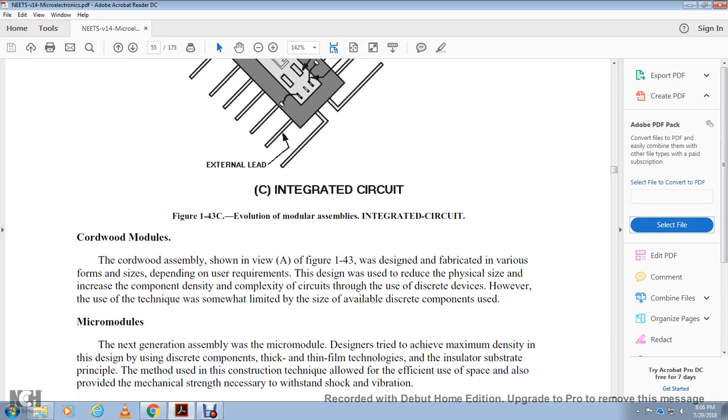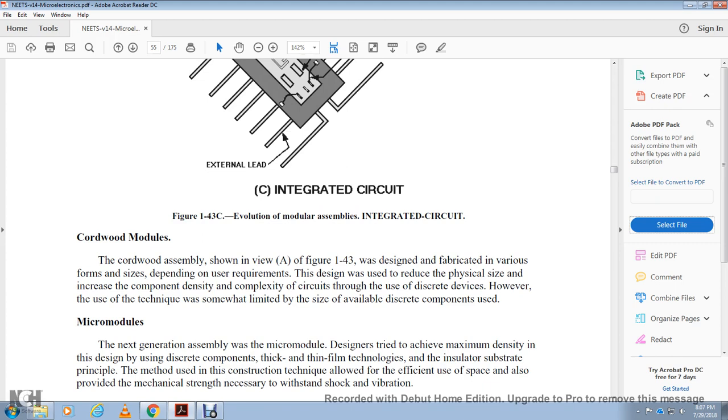The cordwood module assembly shown in figure 143 is designed to be fabricated in various forms and sizes depending upon the requirement. It is designed with a view to reduce the physical size and increase the component density of the circuit. The discrete devices limit the use of the technique somewhat, with the available discrete components used.